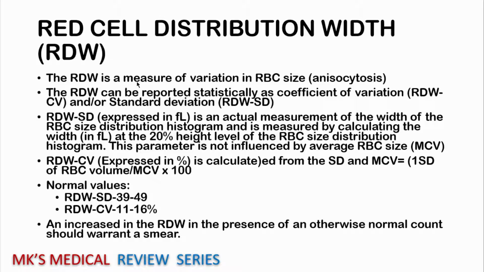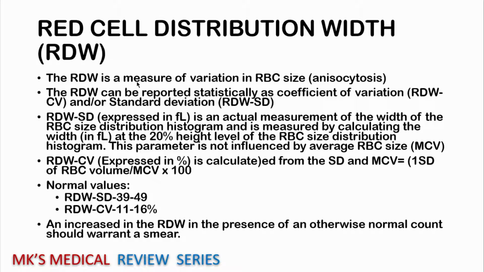So the RDW-SD, which is going to be expressed in femtoliters, is actually going to be a measure of the width of the RBC size distribution histogram, and is measured by calculating the width at 20% height. So that area that I calculated, that length, that space that I calculated at 20%, I'll show you some images on the next slide. So this parameter is not going to be influenced by the RBC size, so it's not going to be influenced by the MCV. Whilst the RDW-CV, which is going to be expressed as a percentage, is going to be calculated from the standard deviation and the mean corpuscular volume, where you say one standard deviation of the red blood cells divided by the mean corpuscular volume, you multiply that by 100.